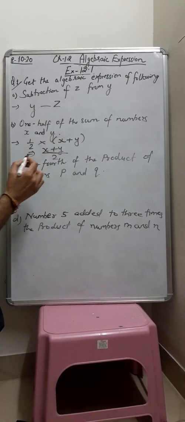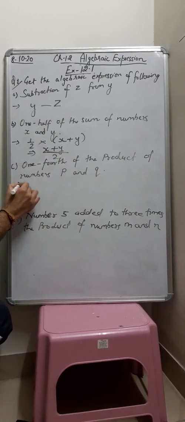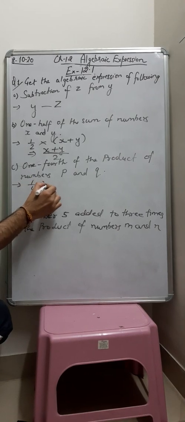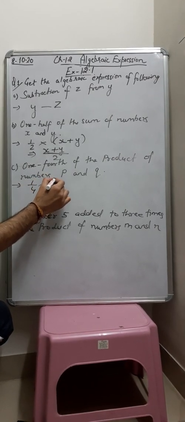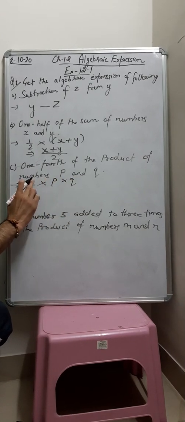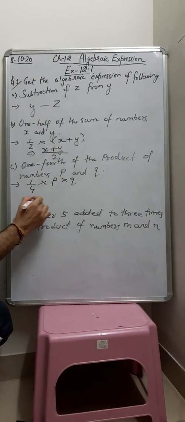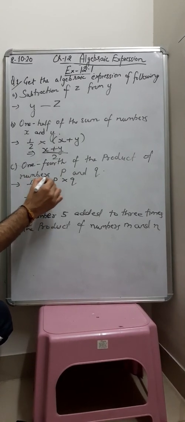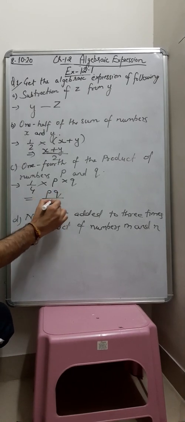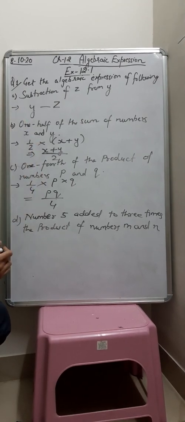Third, 1/4 of the product of numbers p and q. So 1/4 of a product means 1/4 of p multiplied by q. The final expression will be 1 into p into q upon 4. This is pq upon 4. This is your expression, pq upon 4.